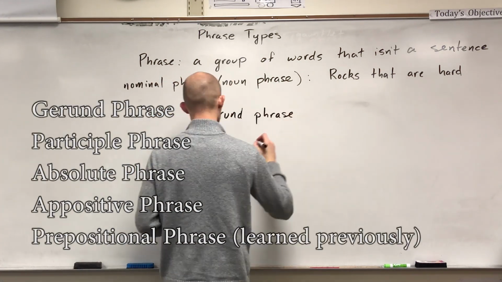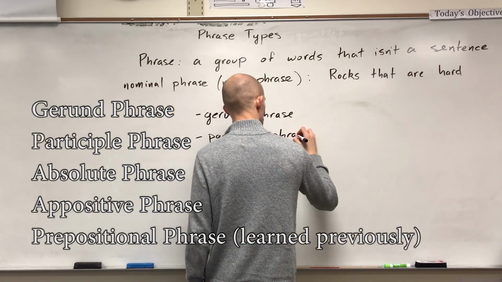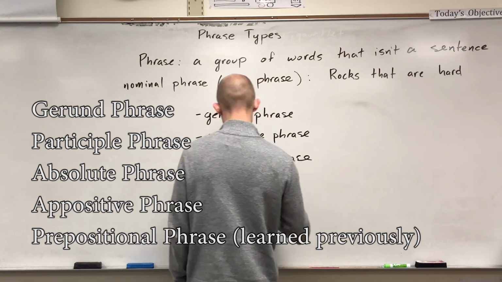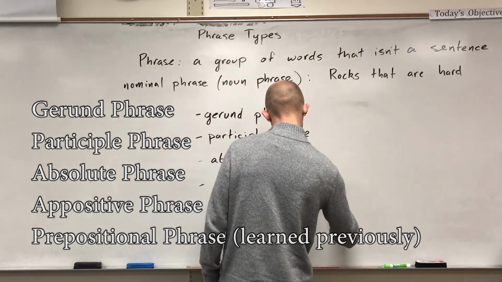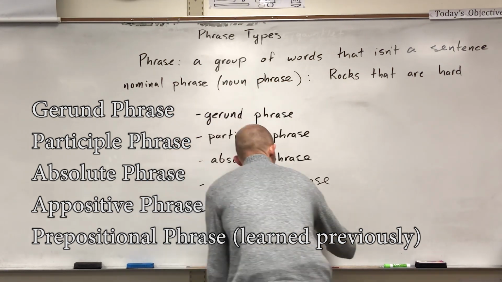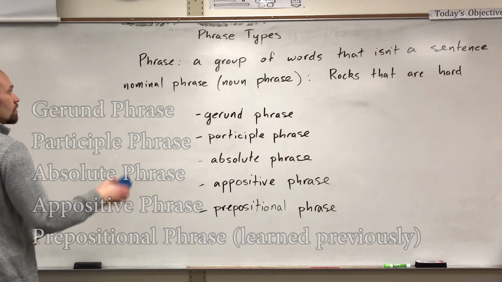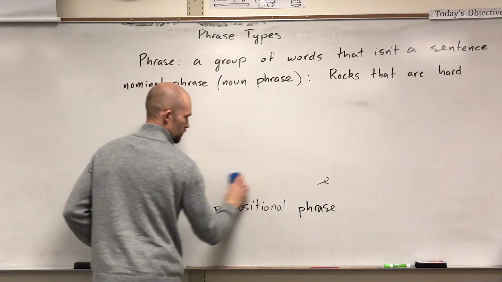But the 5 phrase types I'd like you to remember, the ones that have the potential to very quickly improve the maturity of your writing, are gerund phrases, participle or participial phrases, absolute phrases, appositive phrases, and prepositional phrases.